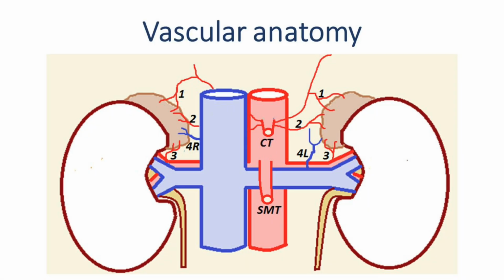The next slide shows important vessels around the kidney, which must be dealt with during the dissection. In the figure, CT stands for the celiac trunk and SMT stands for the superior mesenteric trunk of the aorta. On either side, numbers 1, 2 and 3 represent the superior, middle and inferior suprarenal arteries respectively, which supply the adrenal glands.